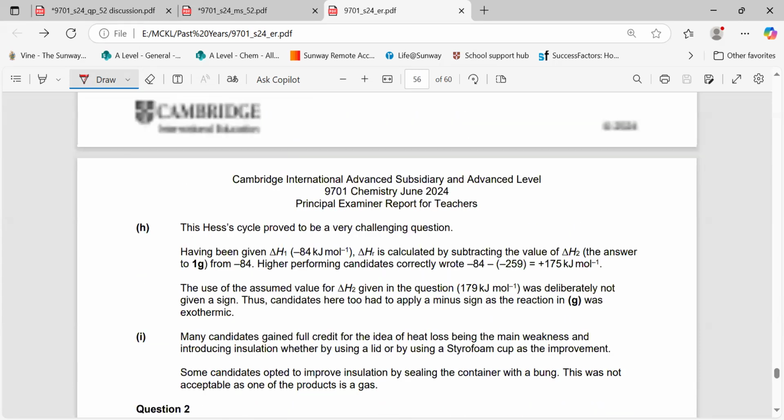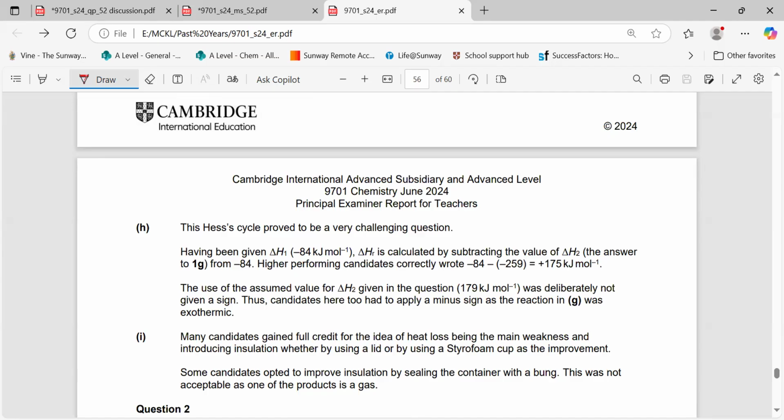Many candidates gain full credit for the idea of heat loss being the main weakness and introducing insulation, either using a lid or using a styrofoam cup. Some candidates opted to improve insulation by sealing with a bung. This was not acceptable as one of the products is gas.